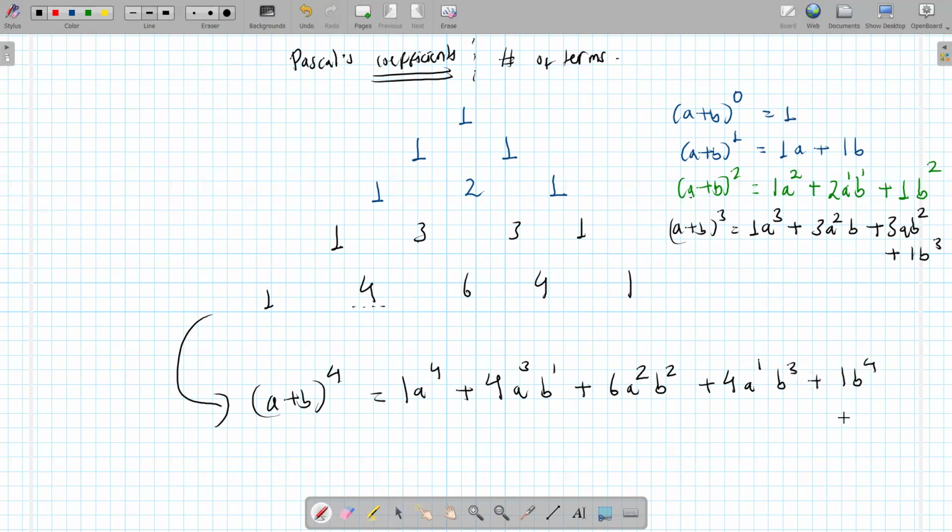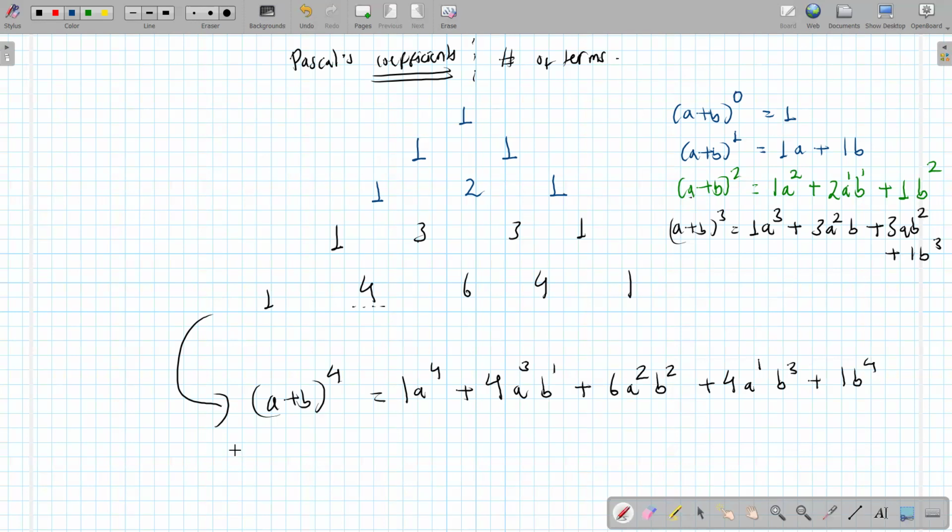And there we go, we've expanded this. And see, it's much easier to do it this way than having to FOIL it 4 times. That's tedious. And it doesn't always have to be in terms of a plus b. Here, let me show you an example. It could be something like (2a + 3/(2b)) to the power of 4.